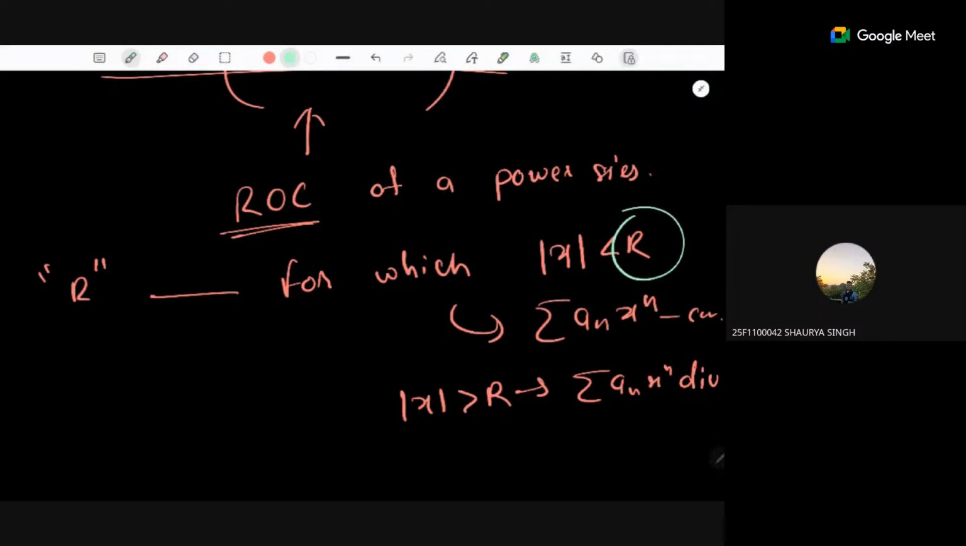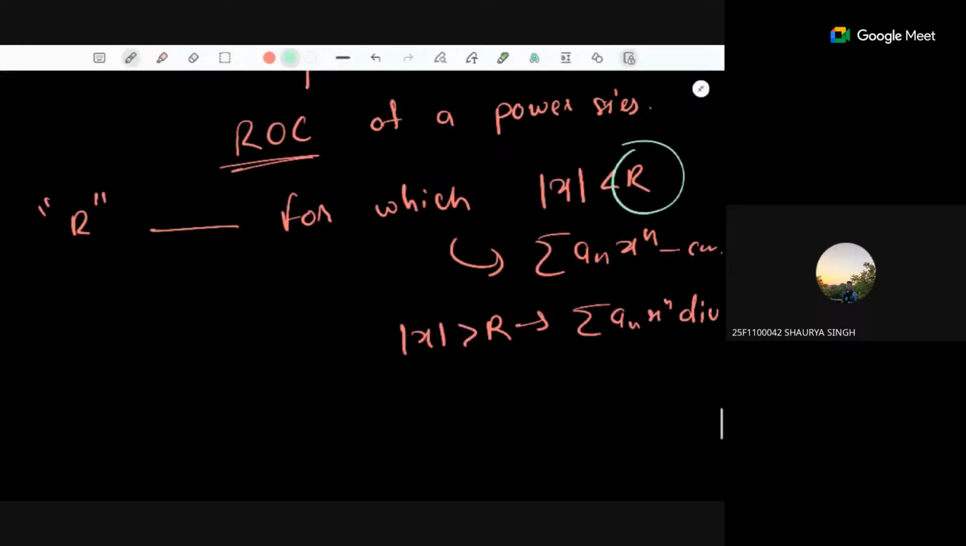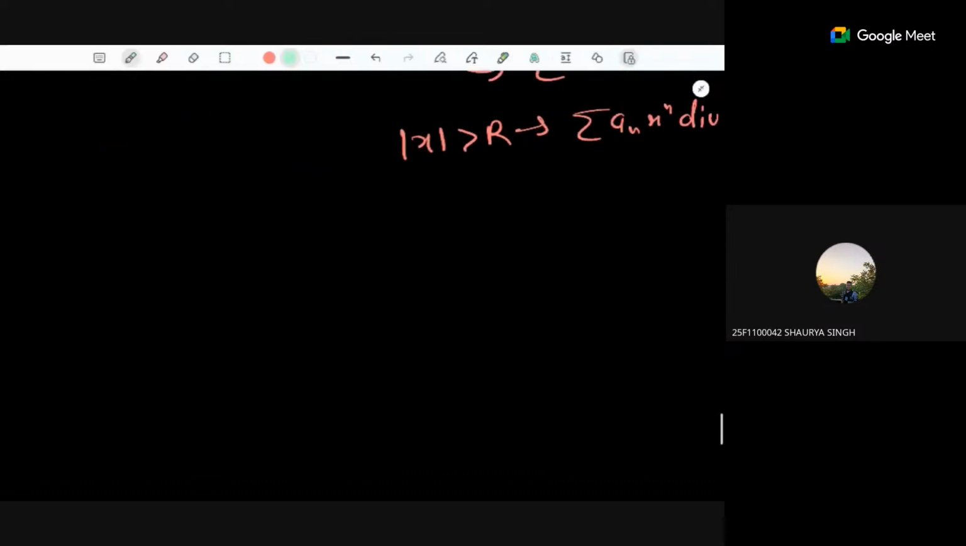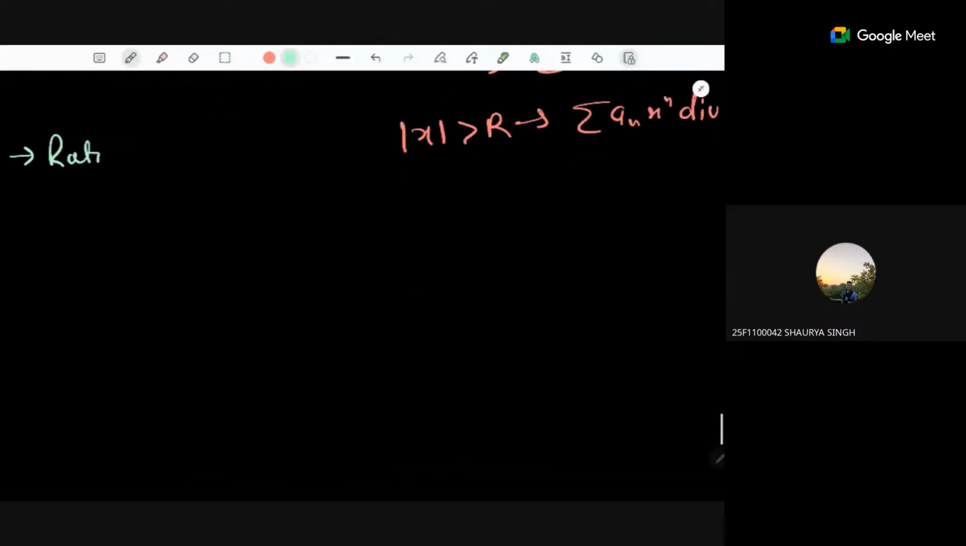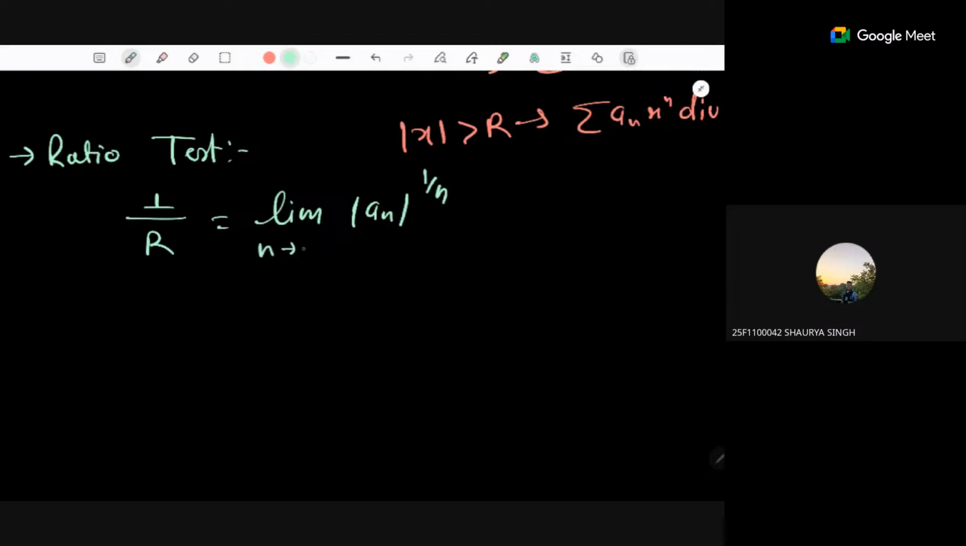And now we have a ratio test to find out this number R. It actually depends on the coefficients. So the ratio test says that the value of 1 by R is nothing but the limit, as n tends to infinity, of the modulus of a n to the power 1 by n. Whatever limit you get, its reciprocal is R, if this limit exists and is not 0 or infinity.